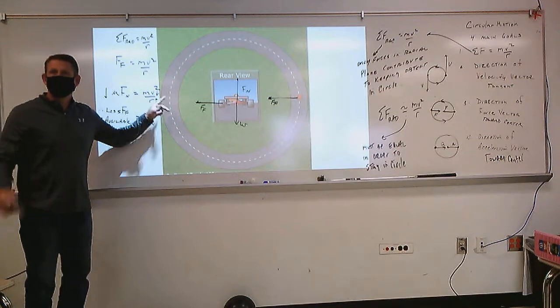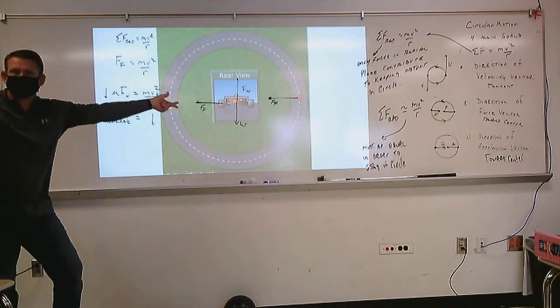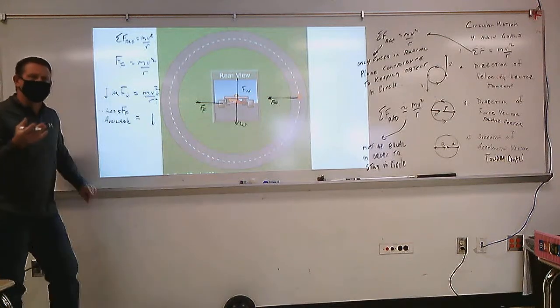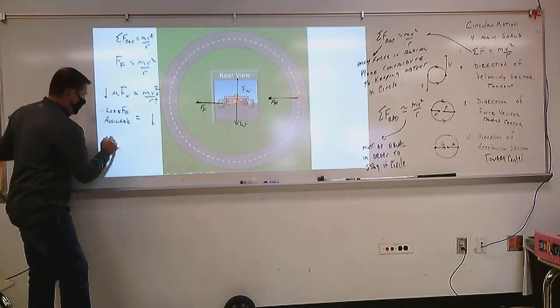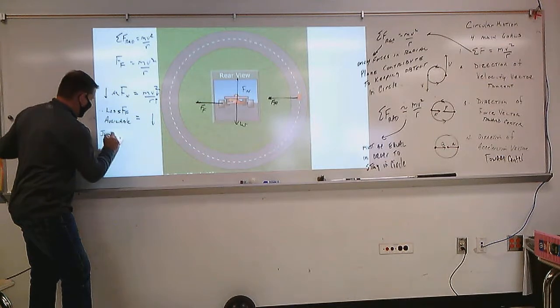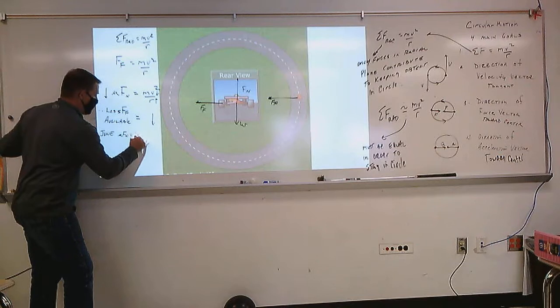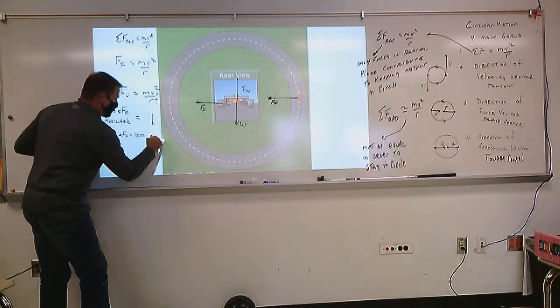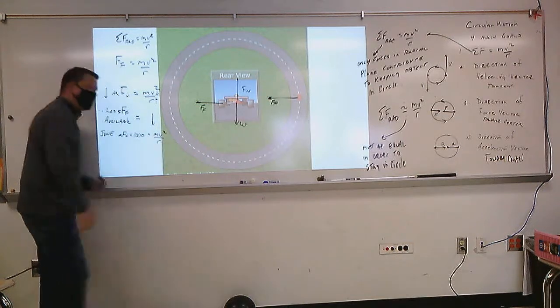We like numbers, so let's put some numbers together. I'm making these numbers up. Let's just say in June, mu times the normal force equals 1,000, which means you have 1,000 units to be mv squared over r.